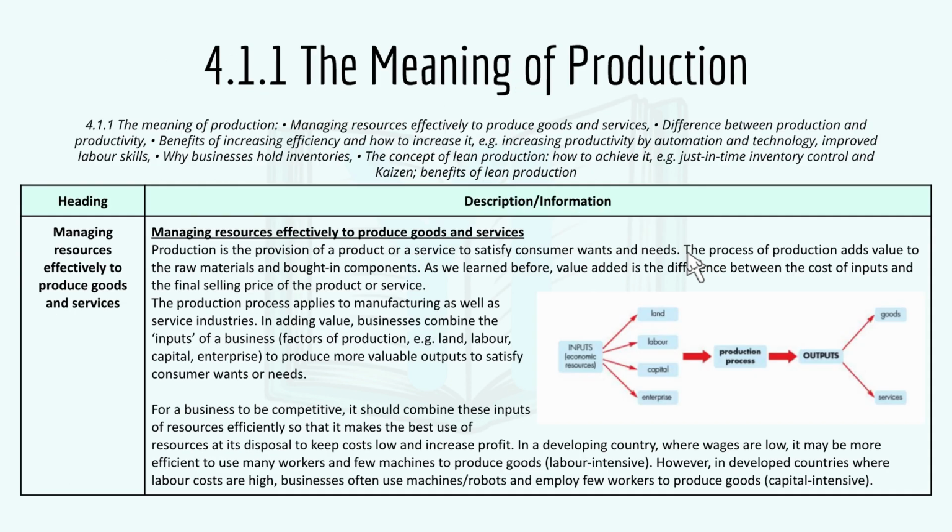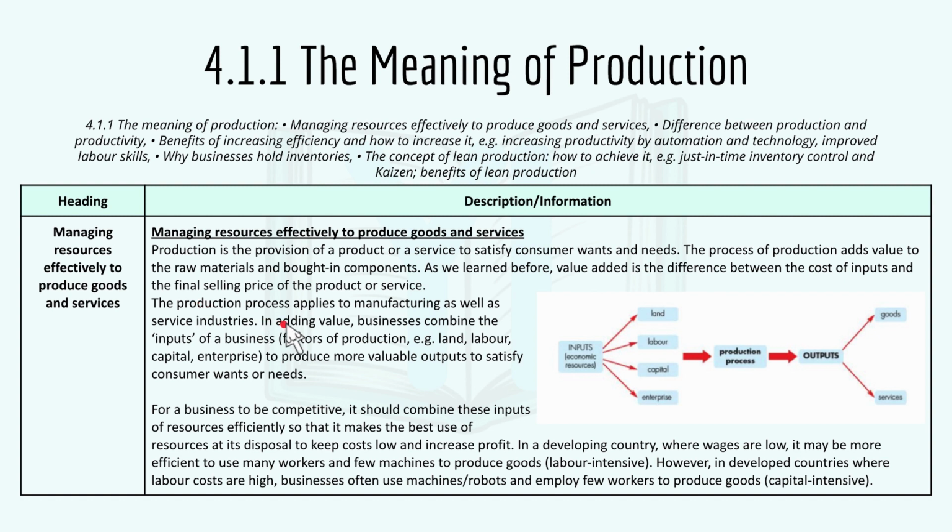But we'll move on now to 4.1.1, the meaning of production. And here's managing resources effectively to produce goods and services. And I'll just skim through this. Production is the provision of a product or service to satisfy customer wants and needs. The process of production adds value to the raw material and bought-in components. And as we learned before, the value added is the difference between the cost of input and the final selling price of the product or the service.